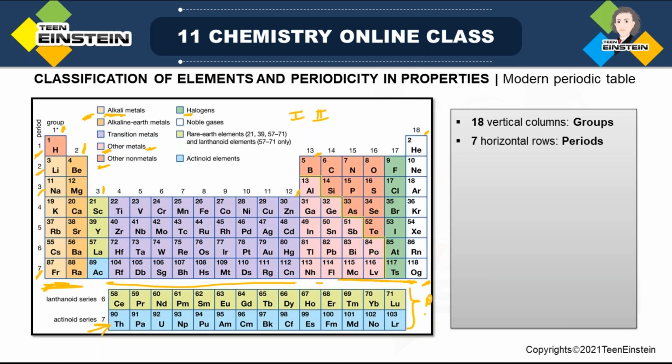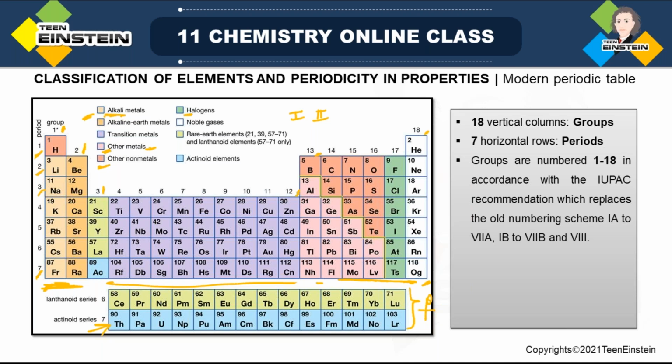Both are under the A block, and two different colors are used for them. Groups are numbered 1 to 18 in accordance with the IUPAC recommendation, and this replaces the old numbering method 1A, 7A, 1B, like this. So you don't have to use that.